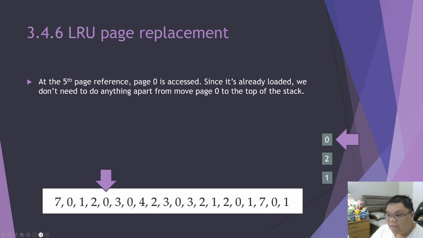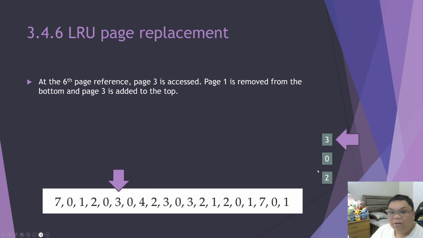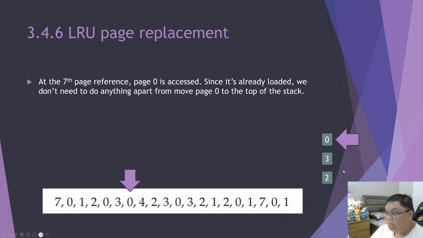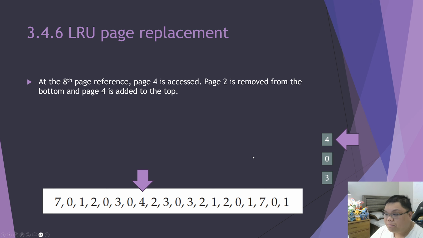So that means when we go ahead and read from page 3, we don't have page 3, so we pop page 1 and push page 3. And now we have to read page 0 next. We just move that to the top of the stack. And now we have from bottom to top pages 2, 3, and 0. And now we want to read page 4.